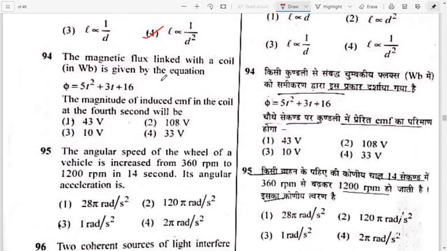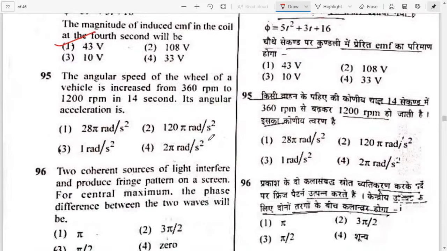The magnetic flux linked with a coil in Wb is given by the equation phi equals t square plus 3t plus 16. The magnitude of induced EMF in the coil at the 4th second will be 43 volts. Option number 1 is the correct option students.